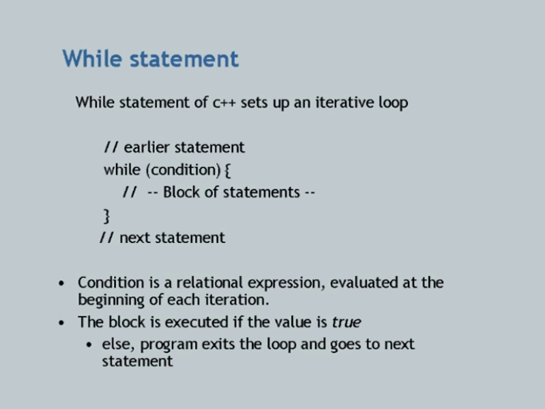So, read this carefully. The condition is a relational expression which is evaluated at the beginning of each iteration. The block is executed if the value is true, else the program exits the loop and goes to the next step. However, if the condition is true, the block is executed again and again. So, there is no exit after this brace. Unlike if, where after this brace you go to the next statement, in while, after this brace, you always go back here and go back to check this condition.